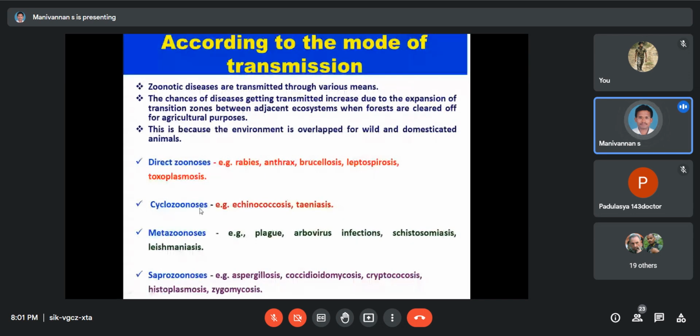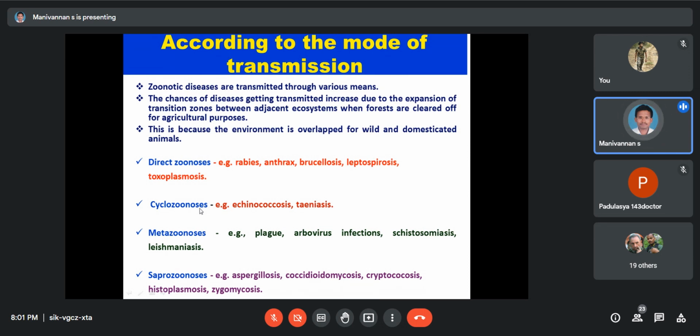What is saprozoonosis? Decaying material, the saprophytic organisms. A disease caused by a saprophytic organism is called saprozoonosis. Examples: Aspergillus, Coccidioides, Cryptococcus and Zymosis. That is called saprozoonosis.